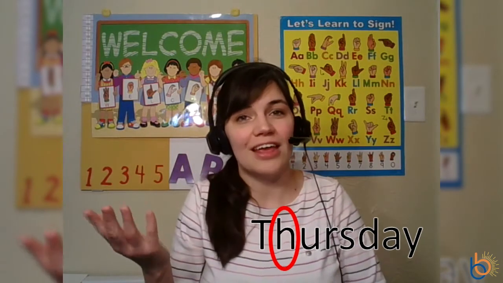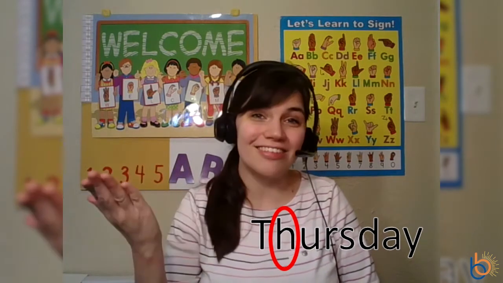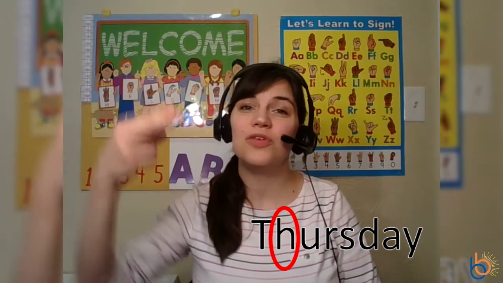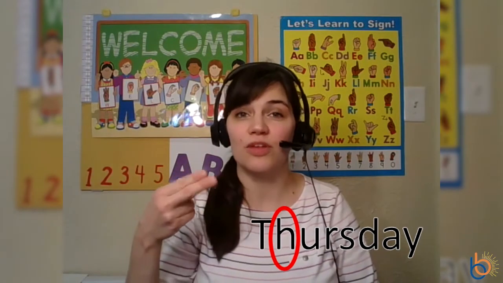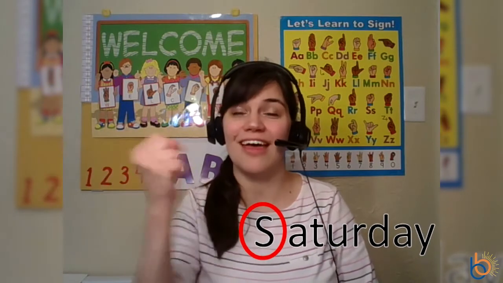Now for Thursday, we've already used the letter T for Tuesday. The next letter in Thursday is an H, T-H, so we'll use an H instead and move it in a circle. Monday, Tuesday, Wednesday, Thursday, Friday, take an F, and Saturday, use an S. So if you know the letters of the alphabet, you can sign the days of the week.